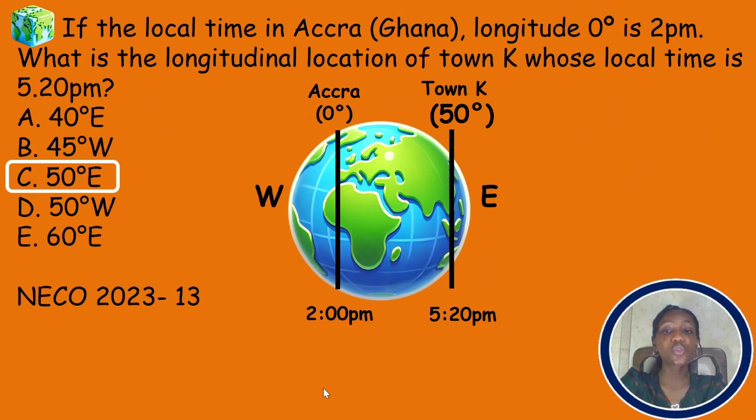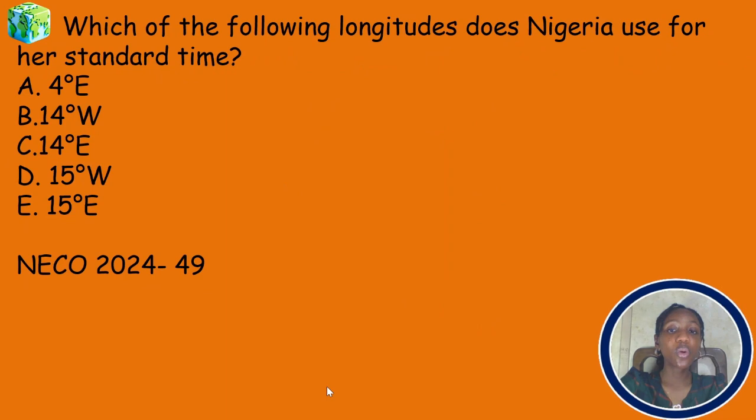Now we move on to the last objective question. Which of the following longitudes does Nigeria use for its standard time? This question is from NECO and it's really testing whether you know your facts. NECO is an examination body in Nigeria, so you need to know some things about Nigeria, like its position and the latitude and longitude it's located between.